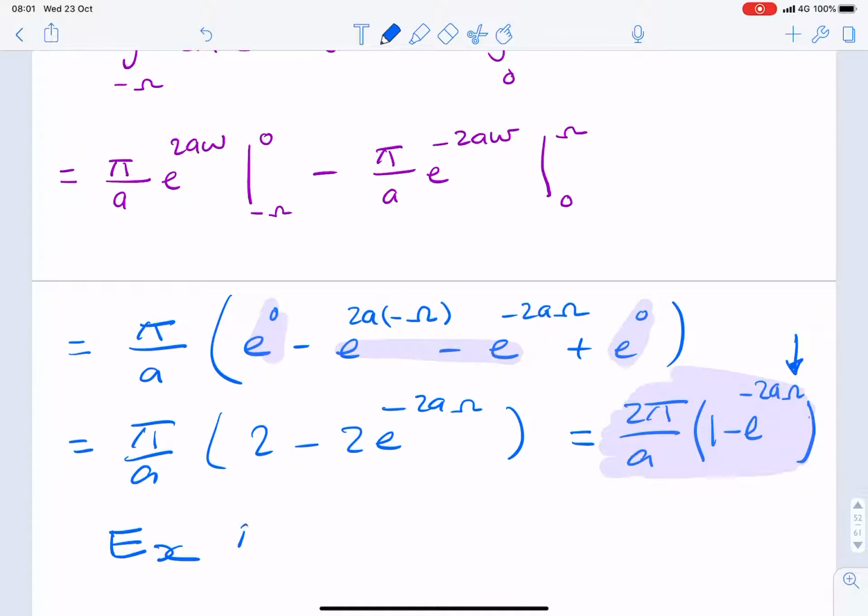So Ex is a function of the low-pass filter cutoff frequency omega, and that is what we would expect.